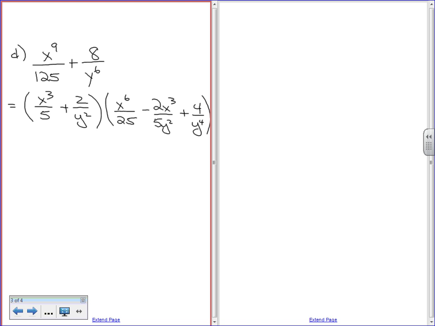So the next thing we're going to do is some common factoring, but we're going to make it complex. So complex common factoring.